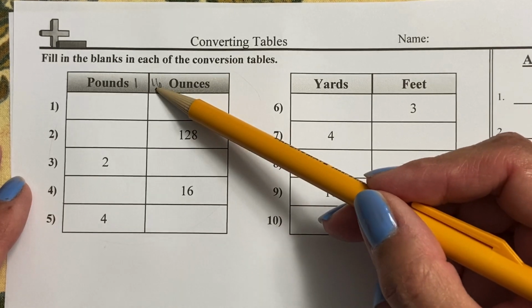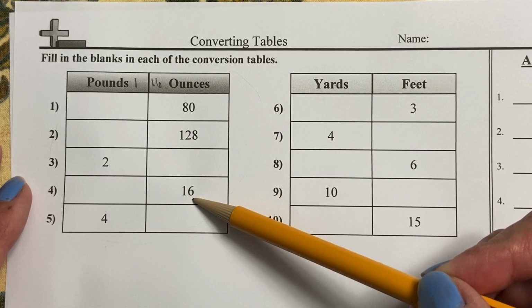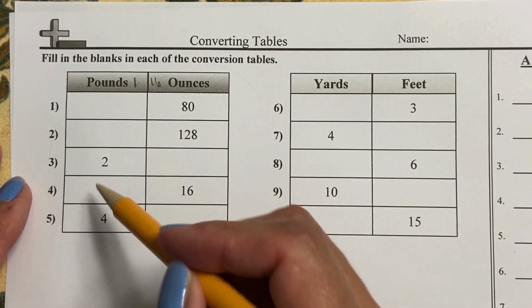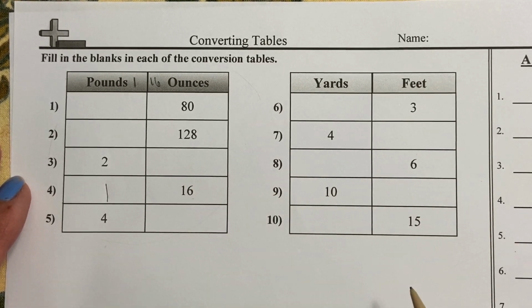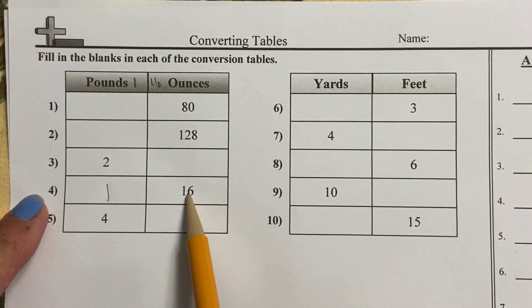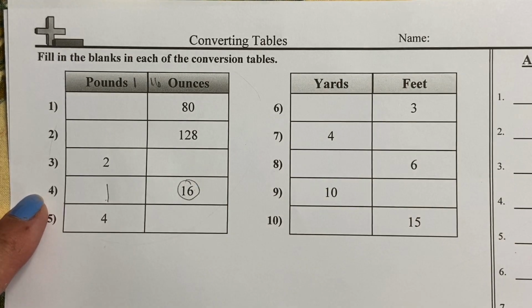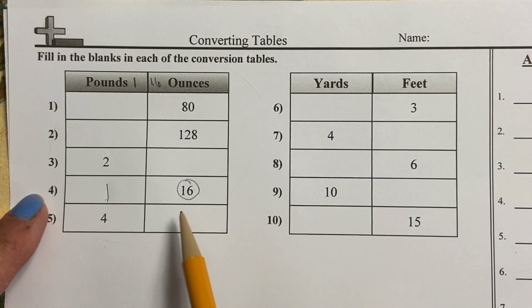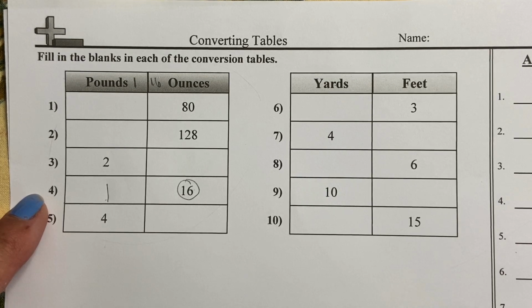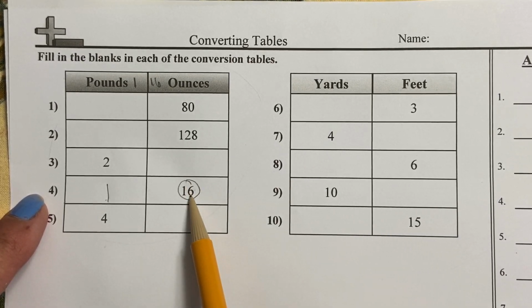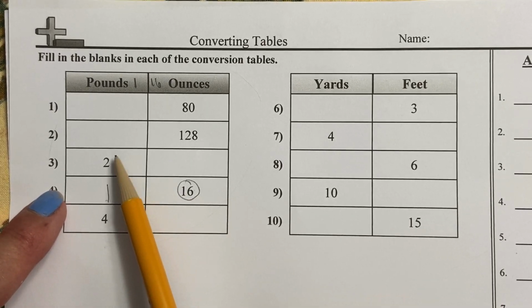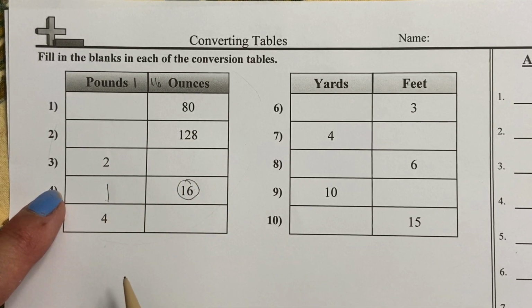If 1 pound is 16 ounces, I already see the 16 ounces here, which means the 1 goes with the 16. Here is my unit. My unit is 16. So 16 basically is going to be my magic number. I'm going to multiply by 16 or I'm going to divide by 16. Let's see which one of these is a good one to fill in next.